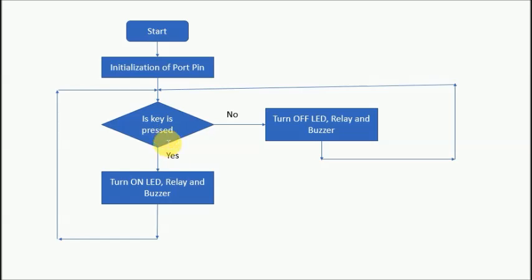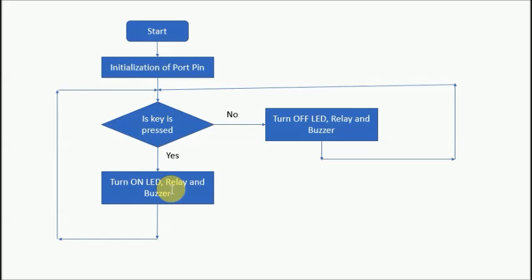If the key is pressed, then we have to turn on the LED, relay and buzzer, and again it will return to the key press check. So the LED will stay on until we release the key. When we press the key, for that time interval, the LED, relay and buzzer will be on. As soon as we release the key, they will be turned off.